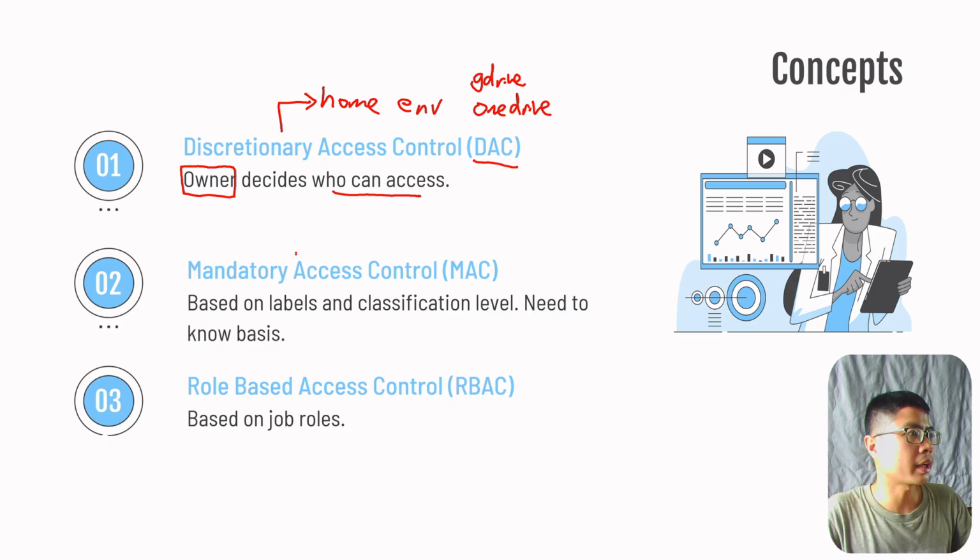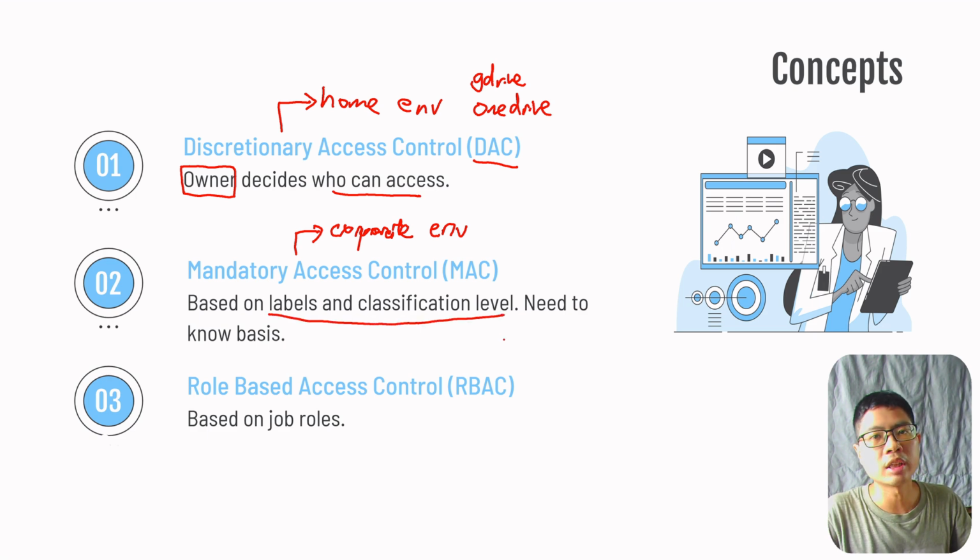And when we look at MAC, it's mostly only deployed in corporate environments. In home environments, you wouldn't see something like MAC. MAC is basically mandatory access control, and the access control is based on labels and classification levels. The very classic example would be the military system, where you have top secret, secret, and maybe restricted or publicly accessible. Only if you have the required security clearance are you able to access.